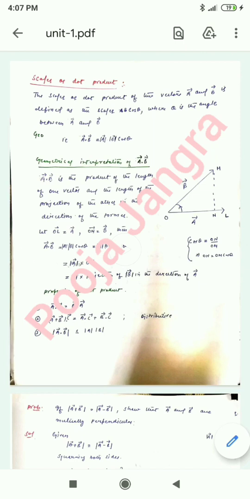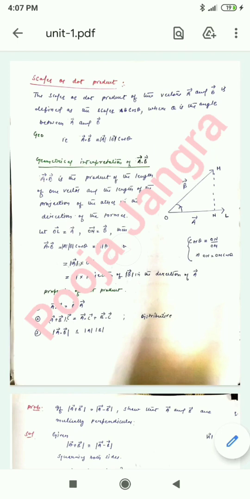A dot B is equal to, dot is replaced by cos of theta, but in the vector product, which we will discuss later, the cross product comes and cross is replaced by sine of theta. So A dot B is equal to magnitude of A, magnitude of B, cos of theta.